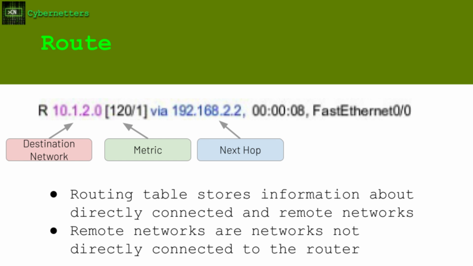And then you have the next hop, which is in blue, which is the next router or gateway that will forward the packet to the destination. So what this means right here is that the packet will be sent to 192.168.2.2, which is the next hop.